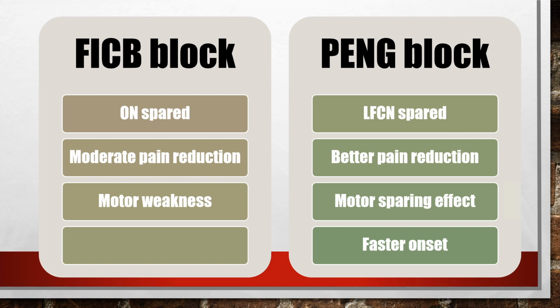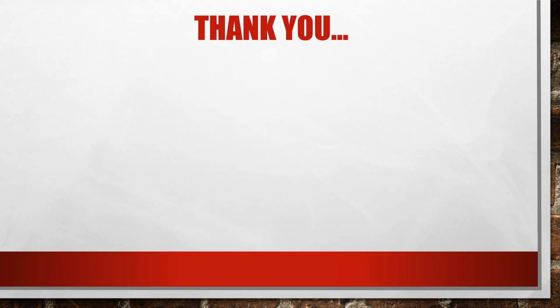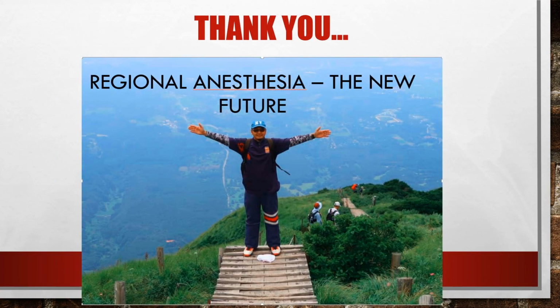With FICB, we may get a motor block because it blocks the femoral nerve directly. But with the PENG block, the motor-sparing effect is good, so the patient can mobilize early. And they said the PENG block has a faster onset. So the choice is in your hands. With that, I would like to say thank you.